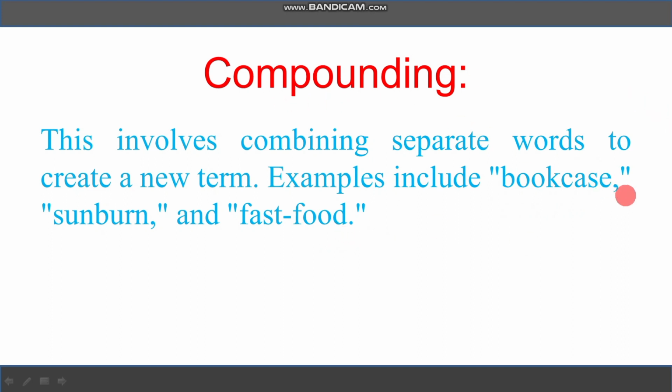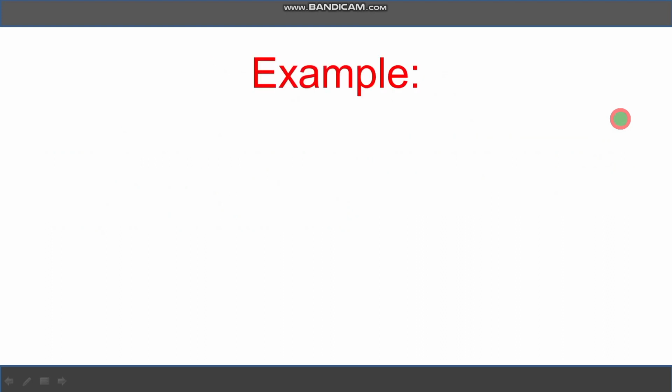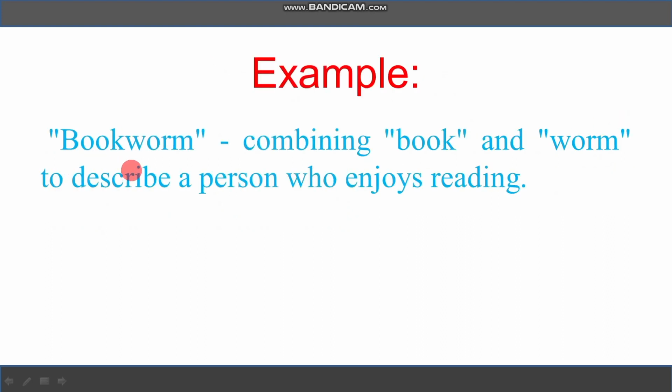Okay, if we add one word with another word and it gives a sense, a meaning, that is called compound word, and the process is called compounding. Okay, examples, we will have some examples here, like bookworm, combining book and worm to describe a person who enjoys reading. And you know that book is meaningful, worm is meaningful, and bookworm is also meaningful. Got it? So this is called compounding.